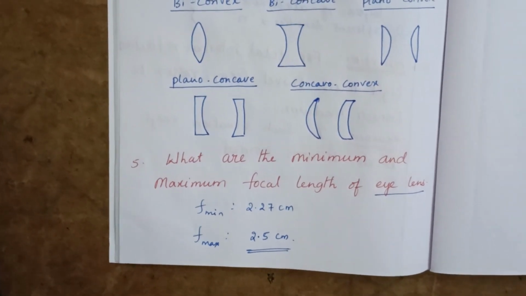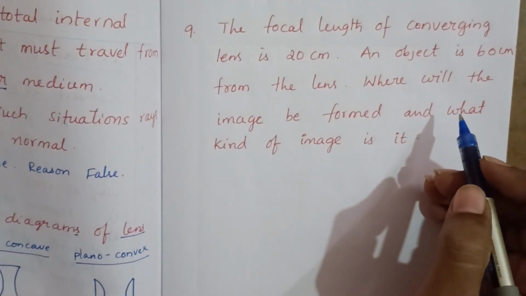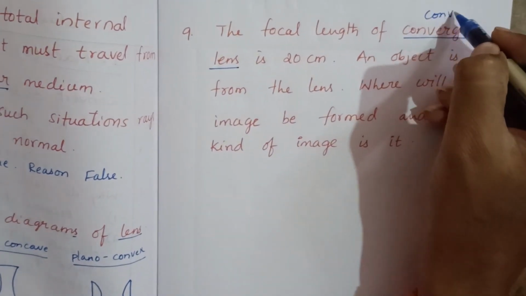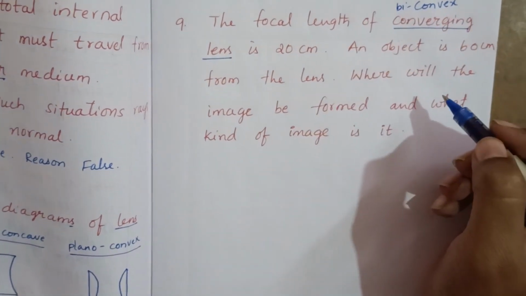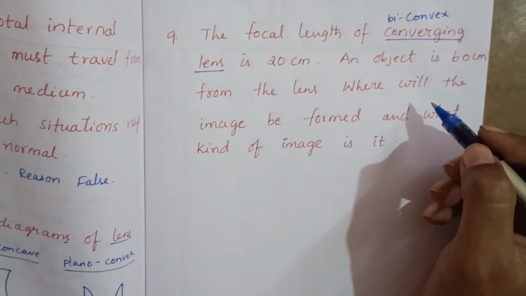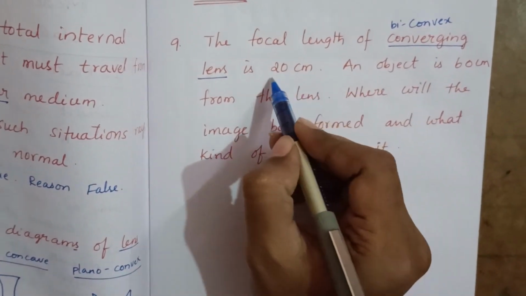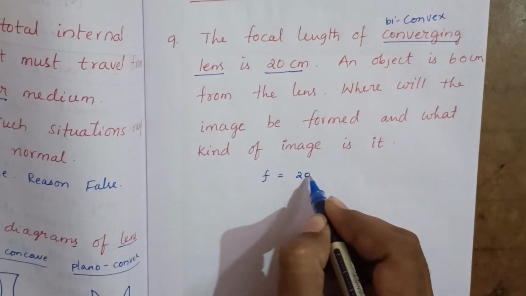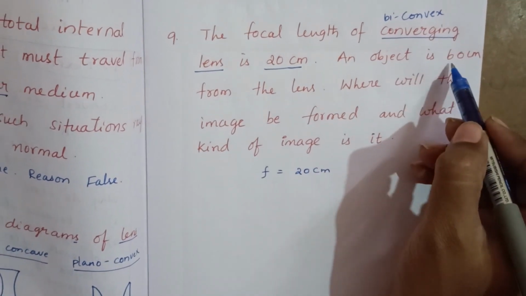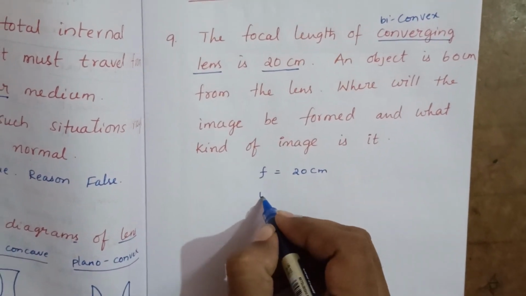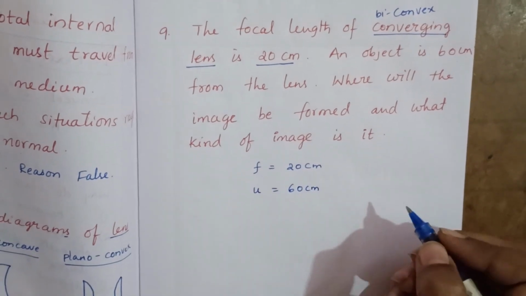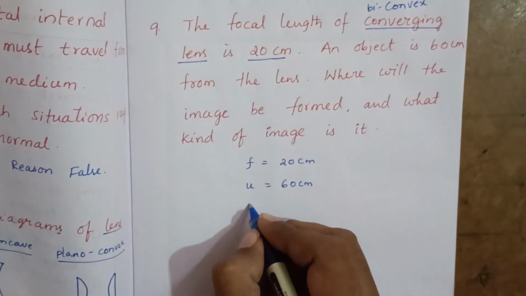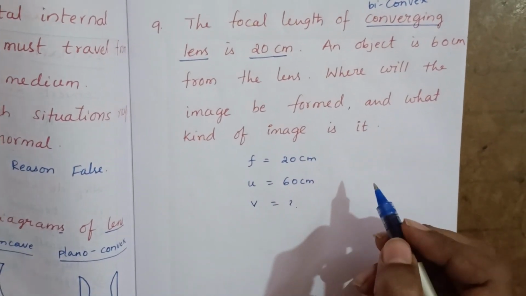Very important question. Next, the focal length of converging lens. Converging lens means convex, biconvex lens. Diverging lens means biconcave lens. The focal length of converging lens is 20 centimeters. So f equal to 20 centimeters. An object is 60 centimeters from the lens. So object distance is 60 centimeters from the lens. Where will the image be formed? So we should find. And what is the kind of image is it?